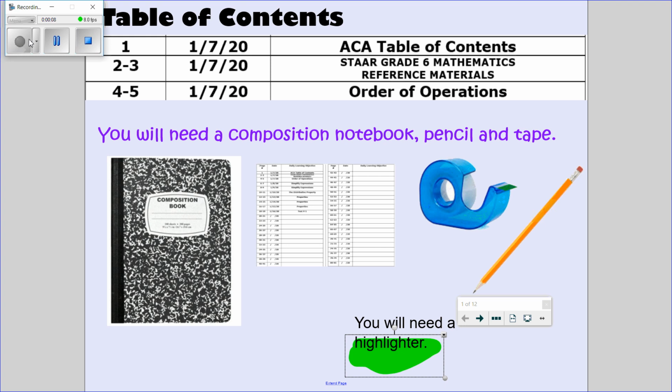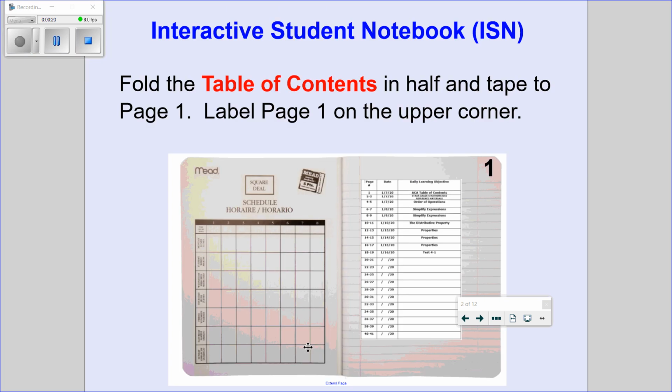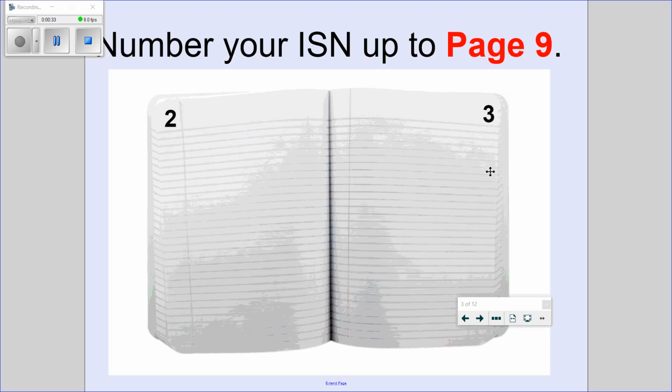So for this semester, you will need a composition notebook, pencil, and tape. We're going to be setting up our ISN, our Interactive Student Notebook. So open it up to the first page. I need you to fold the table of contents vertically. Then you're going to tape on the upper right-hand corner, you're going to put page 1. Then I need you to label your ISN up to page 9.